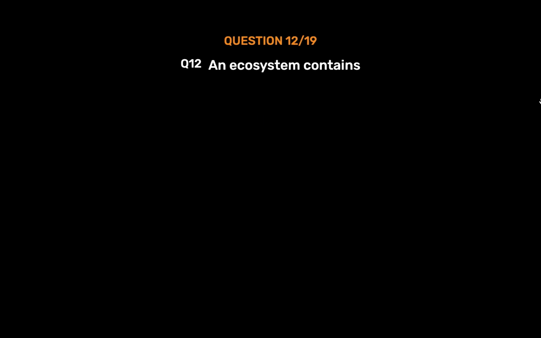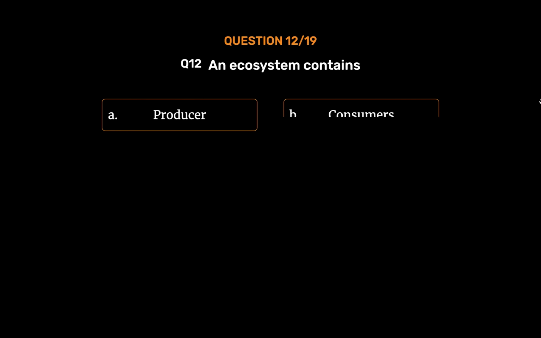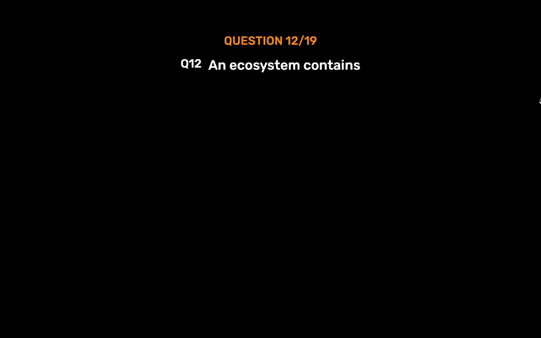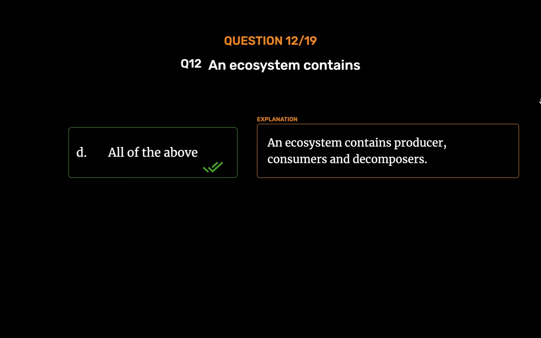Question number 12. An ecosystem contains Option A. Producer. Option B. Consumers. Option C. Decomposers. Option D. All of the above. The correct answer is Option D. All of the above. An ecosystem contains producer, consumers and decomposers.